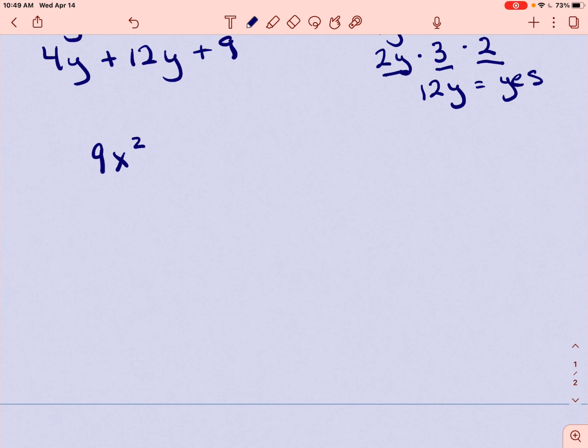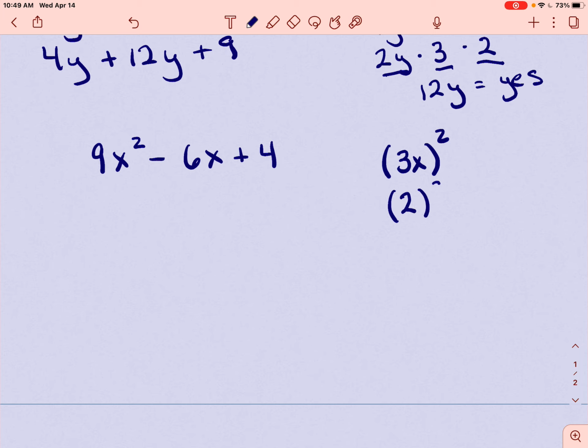All right, let's look at another one. 9x squared minus 6x plus 4. You can look at the questions in your notes that we just wrote down. Is the first term a perfect square? 9x squared? Yes, it is. That would be 3x squared. Is the last term a perfect square? Yes, it is. That would be 2 squared, which is 4.